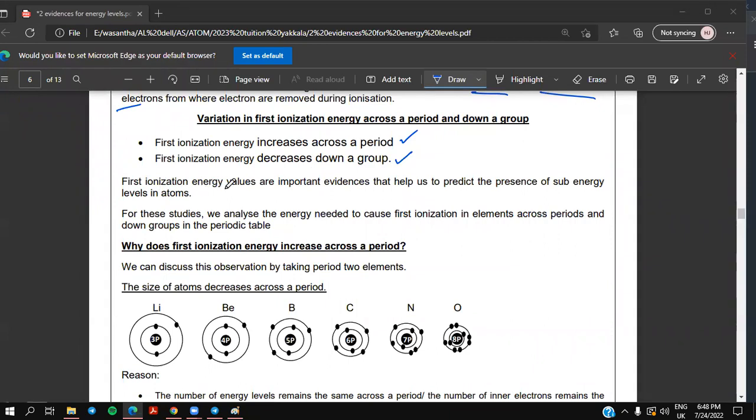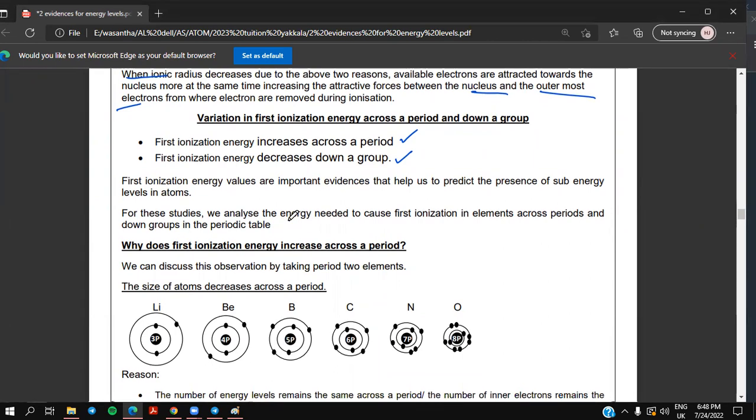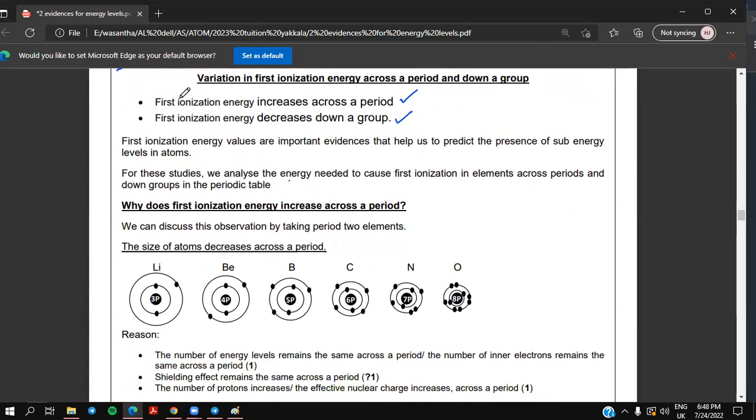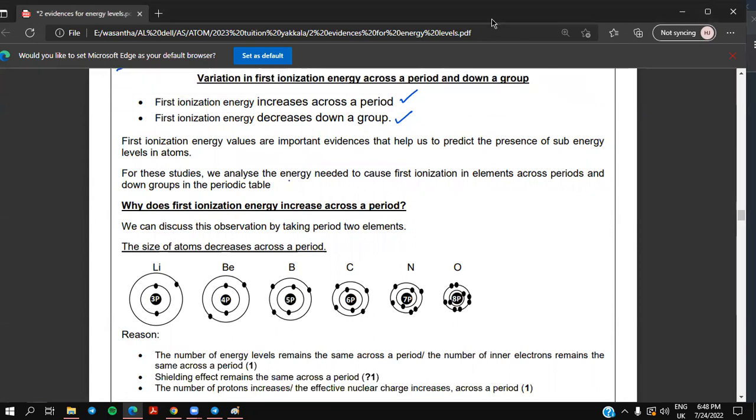First ionization energy values are important evidences that help us to predict the presence of sub-energy levels in atoms. For these studies, we analyze the energy levels to cause first ionization of elements across a period and down the group of the periodic table. Now, we'll see. Why does the first ionization energy increase across the periods? How do we know that? I have given the fact at the beginning. First ionization energy increases across the period. Now we'll see in detail how we can discuss it.